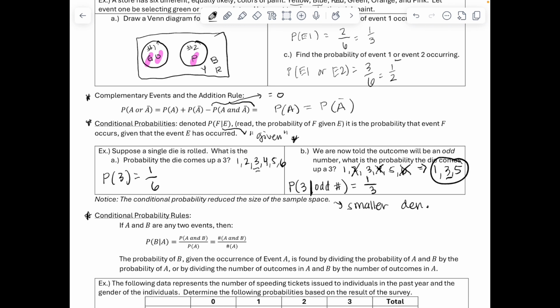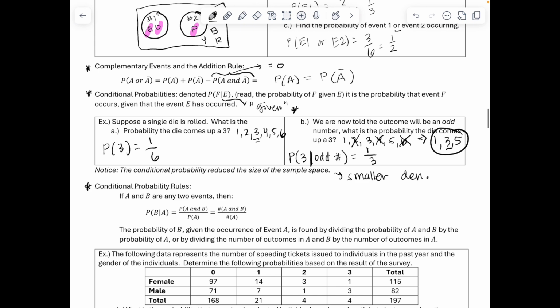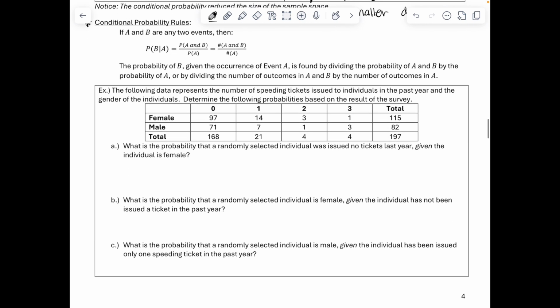So the probability of B given the occurrence of event A is found by dividing the probability of A and B by the probability of A, or dividing the number of outcomes in A and B by the number of outcomes in just A. So we have an example right below that says the following data represents the number of speeding tickets issued to individuals in the past year and the gender of the individuals. Determine the following probabilities based on the result of the survey.